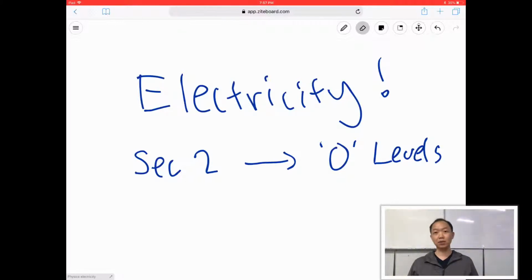So as you can see on the board right there, electricity is a topic that most students will learn from Sec 2. Depending on whether they are in the Express, NA or the IP stream from Sec 2, they will be learning different formulas for electricity, but in general they should fall under the same category.